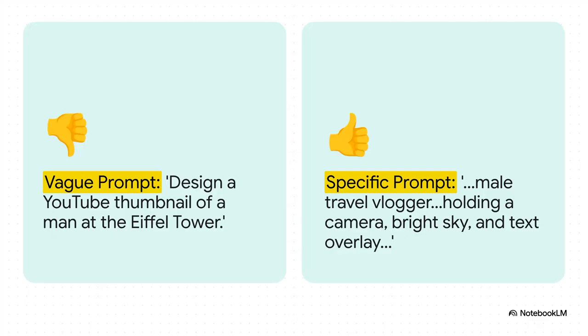All right, rule number 1, and this is the most important one. You have to be super specific. If you just say, design a YouTube thumbnail of a man at the Eiffel Tower, you're going to get something that looks like a boring generic stock photo. But if you say, design a thumbnail for a male travel vlogger, he's holding a camera, the sky is bright, and add a text overlay that says, Paris Travel Guide. Now you're getting a professional, clickable thumbnail.